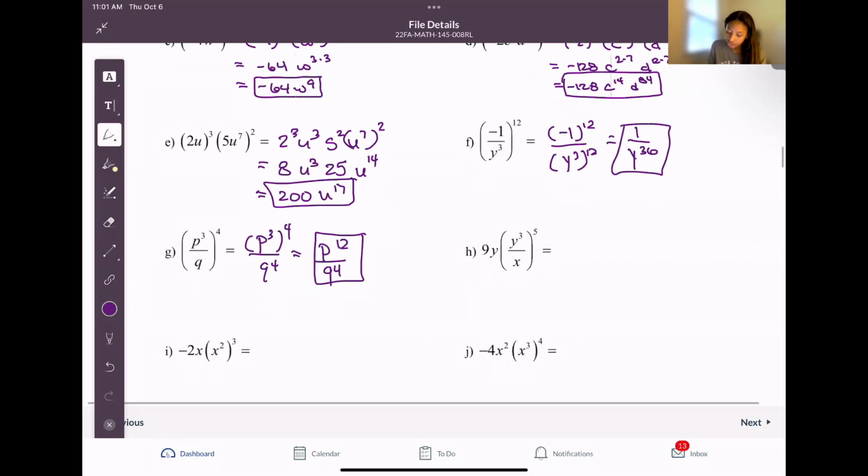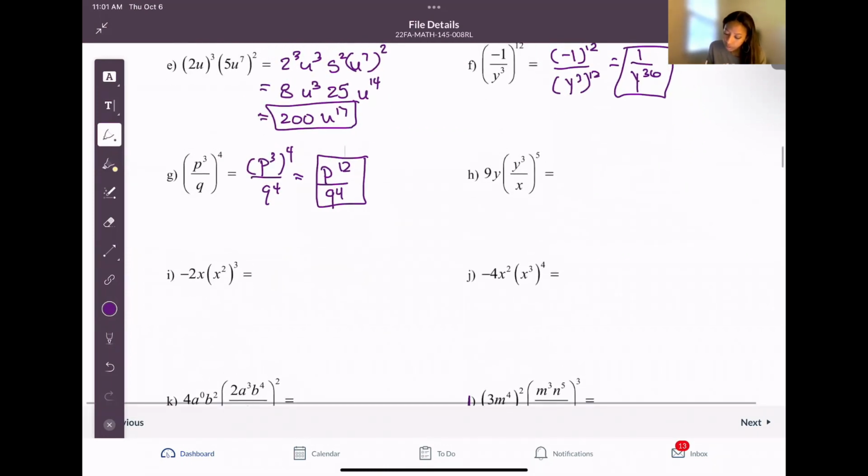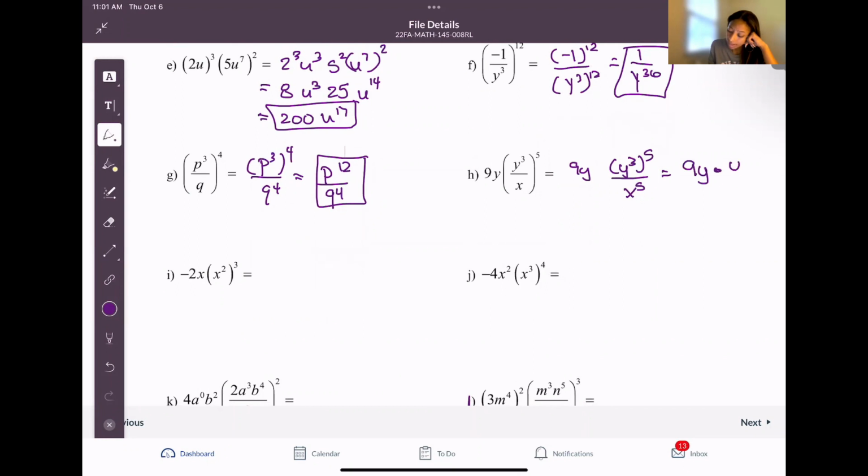And then for H, 9y times (y cubed) to the 5th over x to the 5th. This gives us 9y times y to the 15th over x to the 5th. And then if we put it all together, we get 9y to the 16th over x to the 5th power. Sorry, my 16 looked weird.